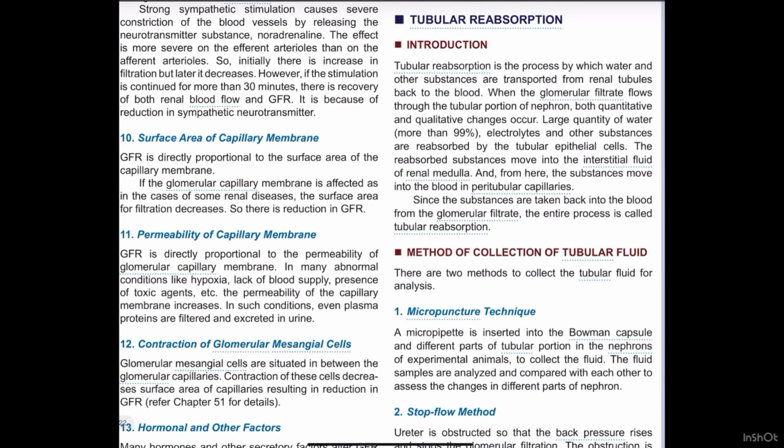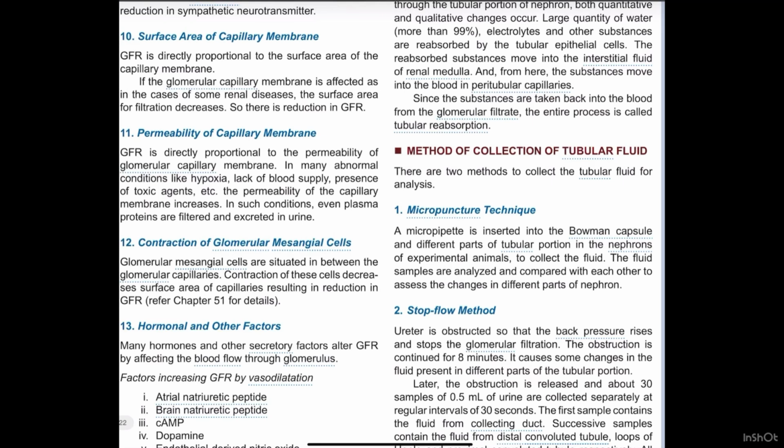That's what. The surface area of the capillary membrane: GFR is directly proportional to the surface area of the capillary membrane. So GFR depends on how many capillaries there are, the capillary diameter, the capillary area, these physics terms, how much area and volume there is. GFR can be seen accordingly. So GFR is directly proportional to this surface area. Okay, and permeability of the capillary membrane.